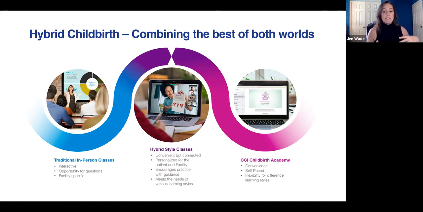But with the hybrid style, you get the convenience, but you get the connection. So you get the convenience for the participants where they get to watch it in their own space, whatever time of day fits their schedule. Maybe they have things going on in the background. Maybe they have other children. They can pause it. They can come back.